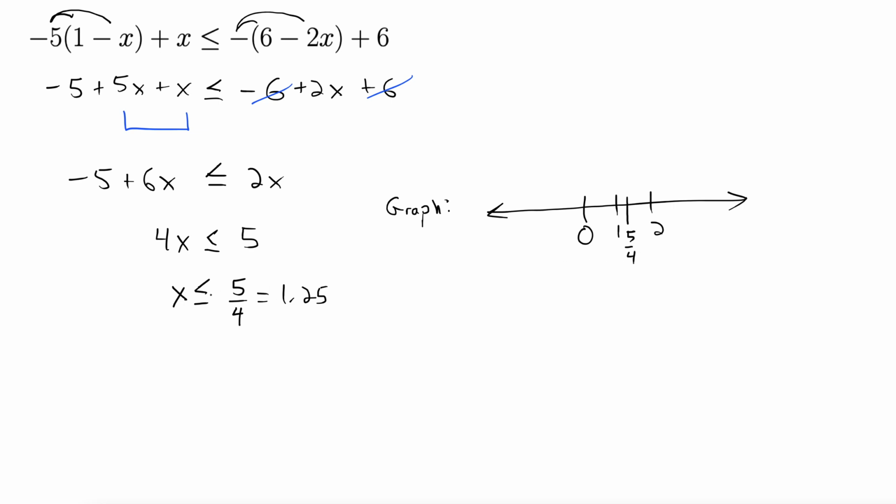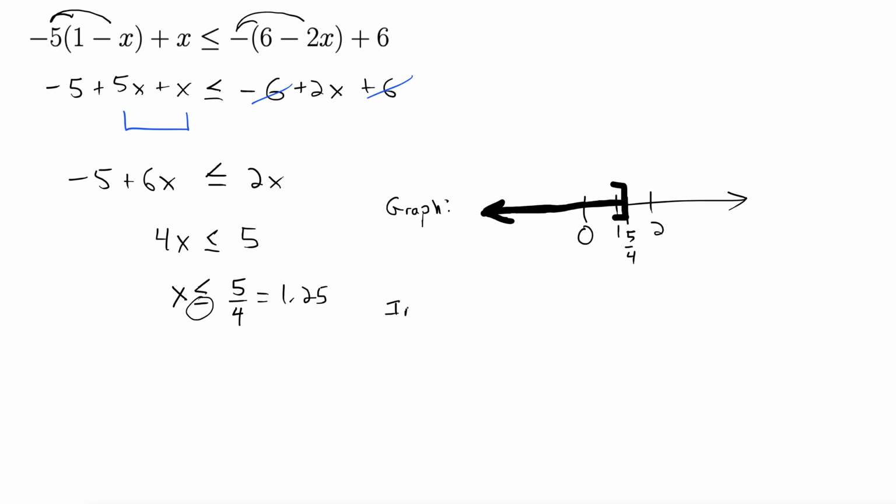Okay, and it's all the stuff smaller than that, and including. It's including because we have this equal sign here. So I'm going to grab this, and I'm going to say, okay, I'm including that point, so I'm going to do my bracket like that, and then go down into the negative infinity direction. All right.